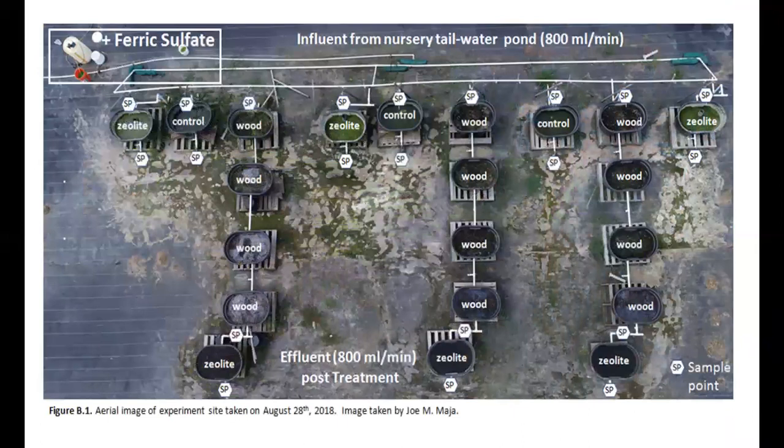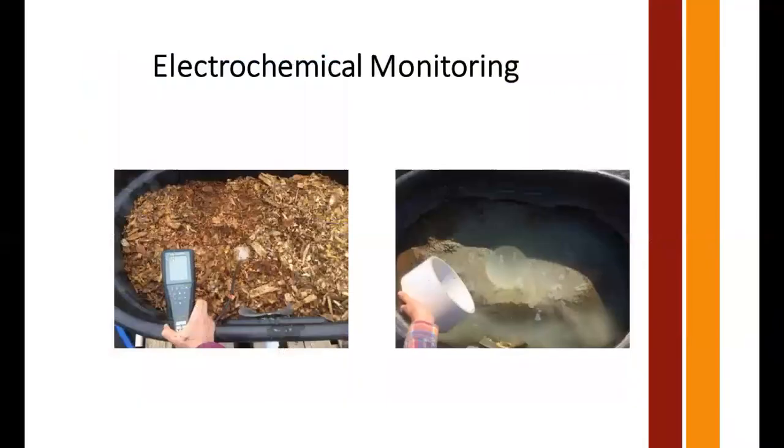Okay, and now here is an aerial image of the experimental layout. I'll go over this in more detail. Electrochemical monitoring: I monitored electrochemical properties weekly for EC, pH, temperature, and oxidation reduction potential. I used a YSI meter. You see on the right, I had to create a sampling well in the zeolite tank in order to give the probe somewhere to lay as I took the measurements.